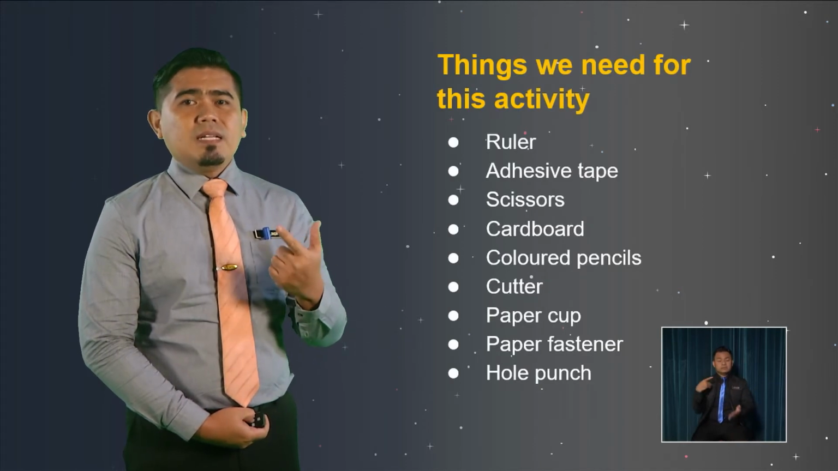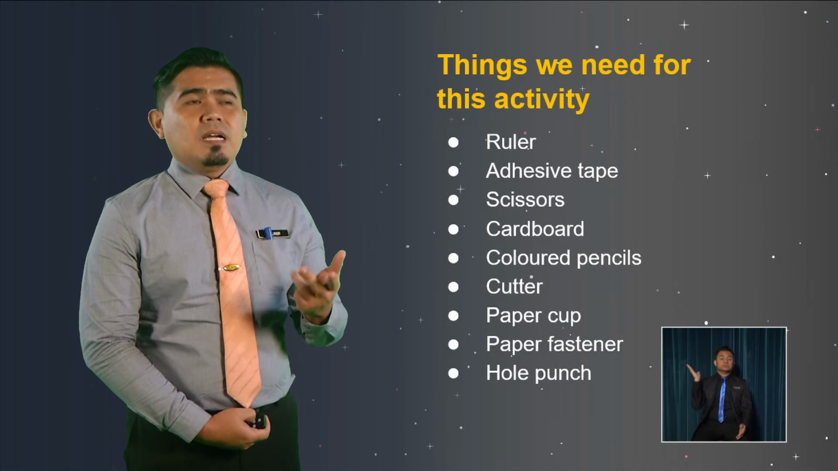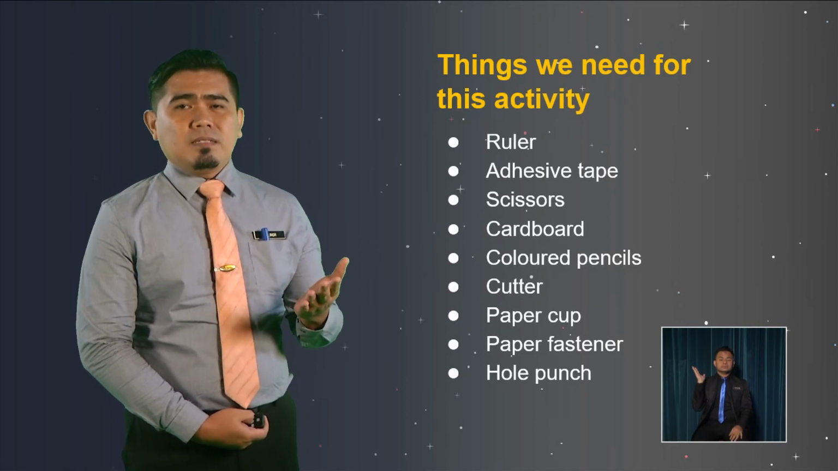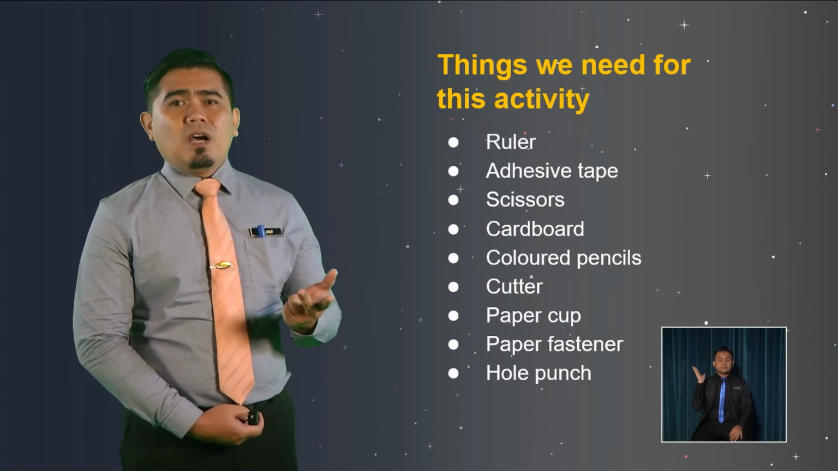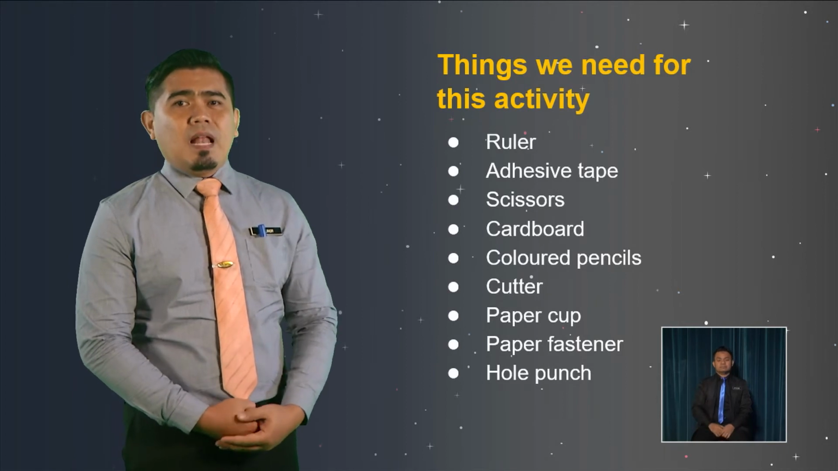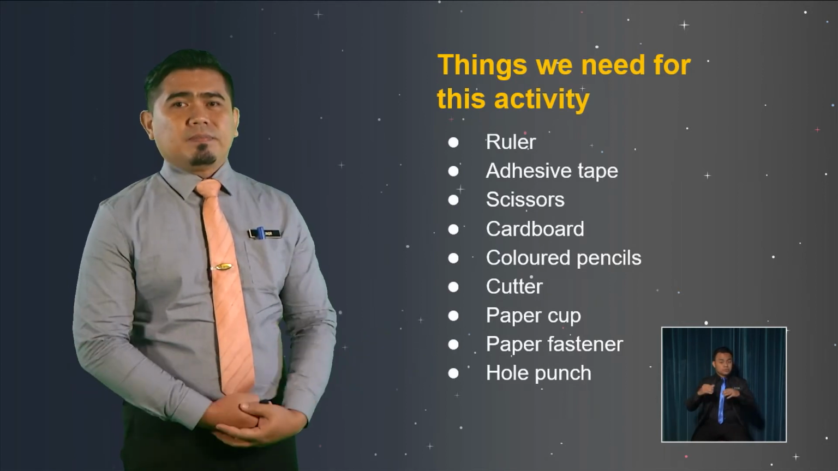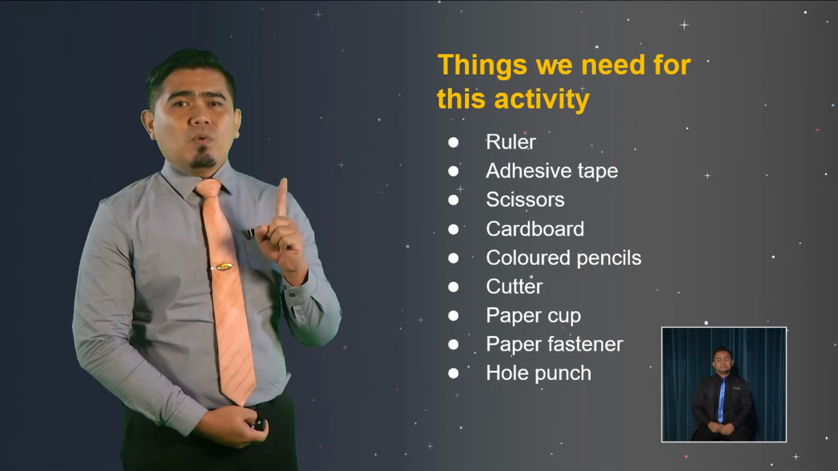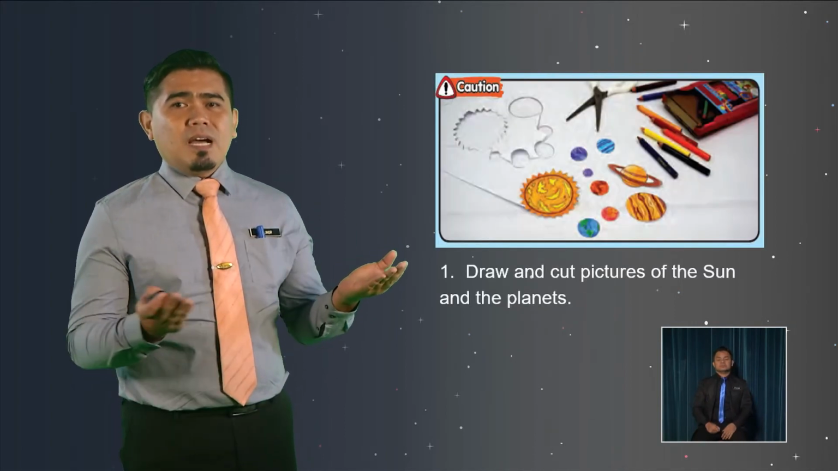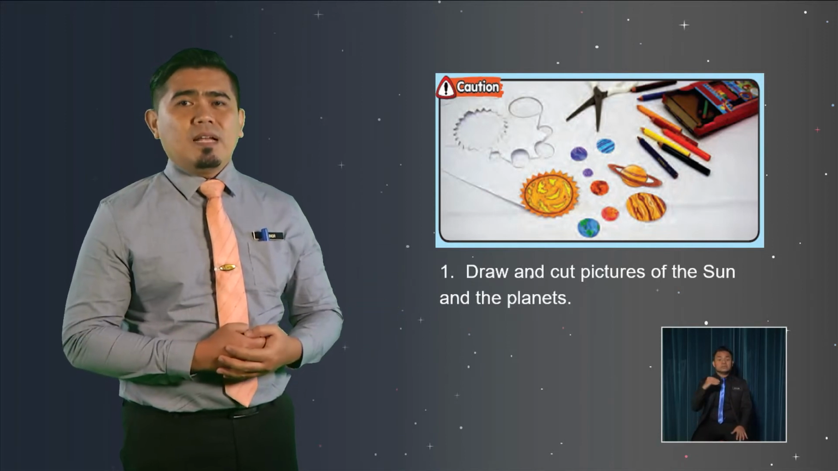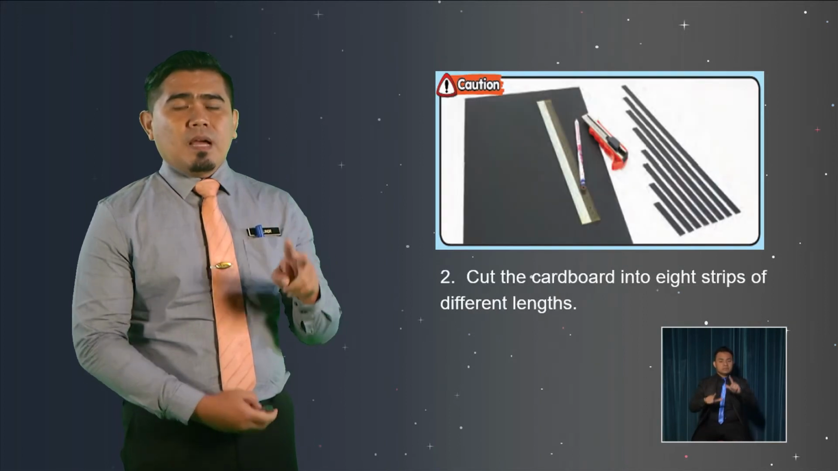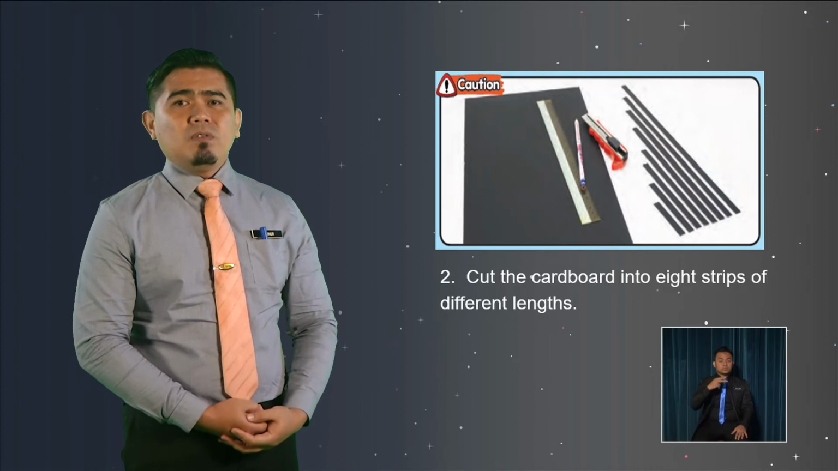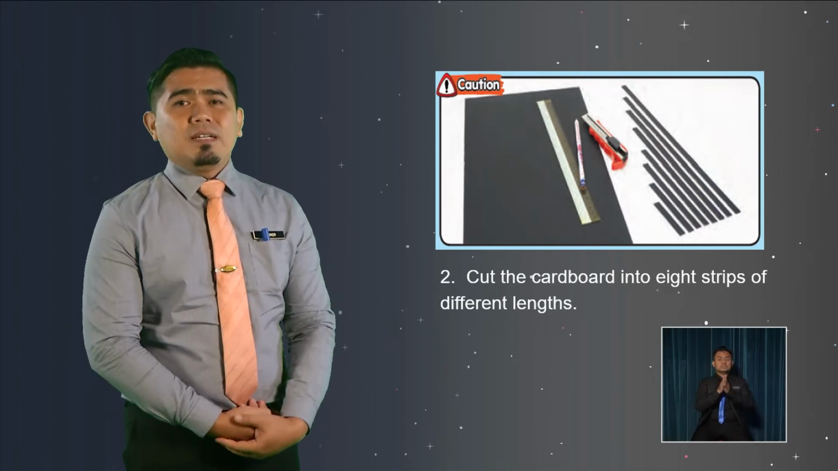For this activity, you need a ruler, adhesive tape, scissors, cardboard, colored pencils, a cutter, a paper cup, paper fasteners, hole punch. Let's do this together. Step 1. Draw and cut pictures of the sun and the planets. Step 2. Cut the cardboard into 8 strips of different lengths.